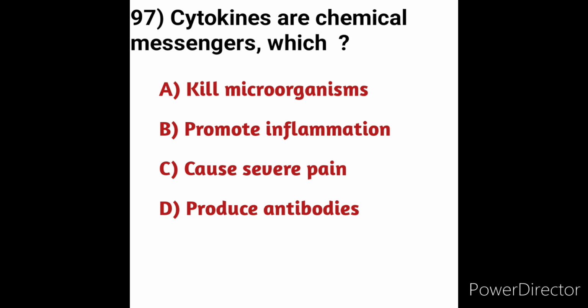Cytokines are chemical messengers which? The cytokines are chemical messengers which are the following. We will see the options here. Option A, kill microorganisms. Option B, promote inflammation. Option C, cause severe pain. Option D, produce antibodies. The cytokines are the primary chemical messengers involved in both acute and chronic inflammation.